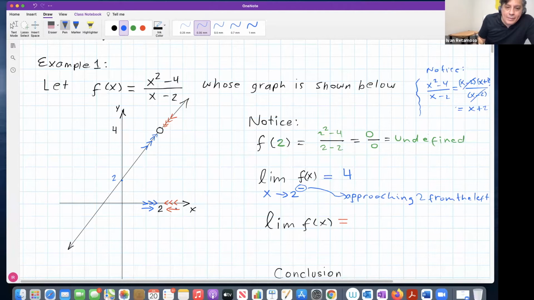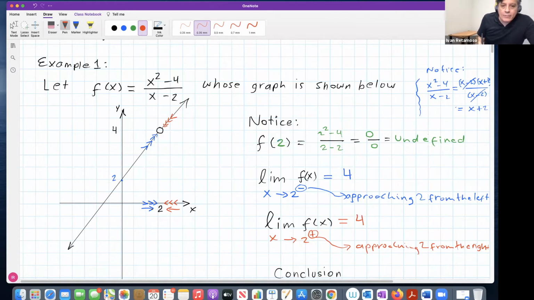And the limit of the function, the output values, as x approaches 2 from the right. For that, they use the plus sign on top of the number. This approaching 2 from the right is also 4, right? 4.